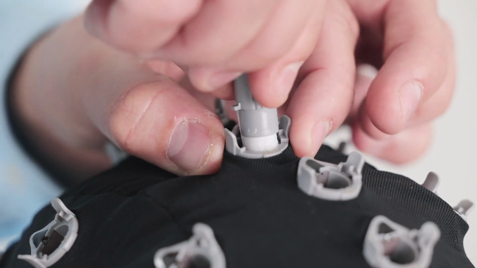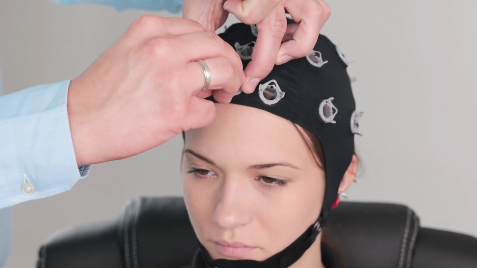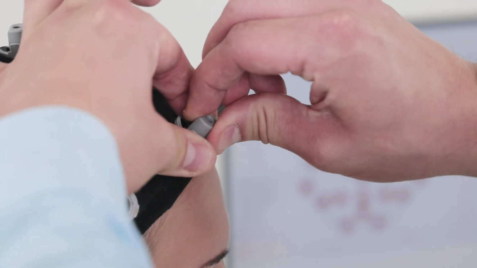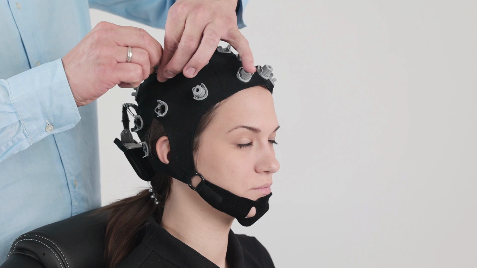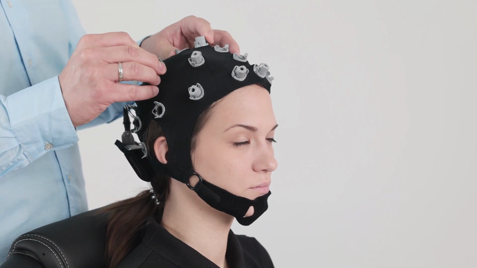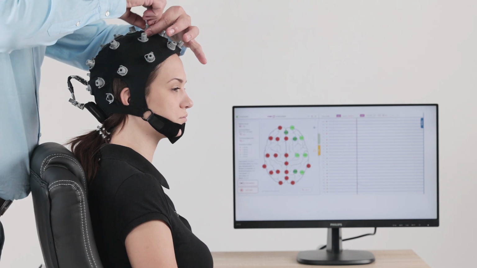First, place the sponges in the reference CMS and ground DRL electrodes. Place the sponge into the sponge holder and then insert the sponge into the electrode base. Lift the electrode base with one hand and insert the sponge head into the electrode base with the other hand.